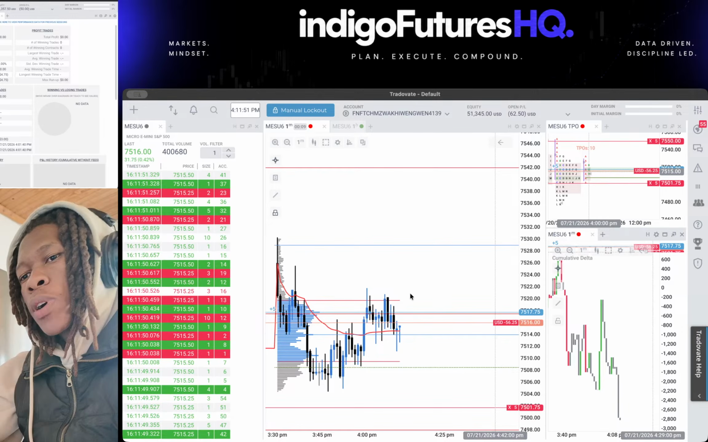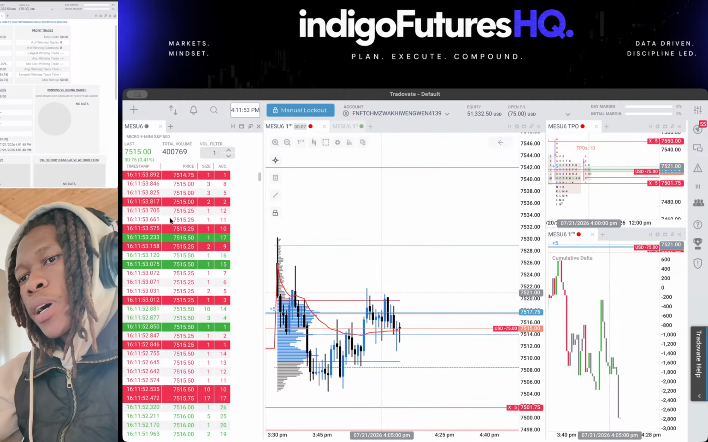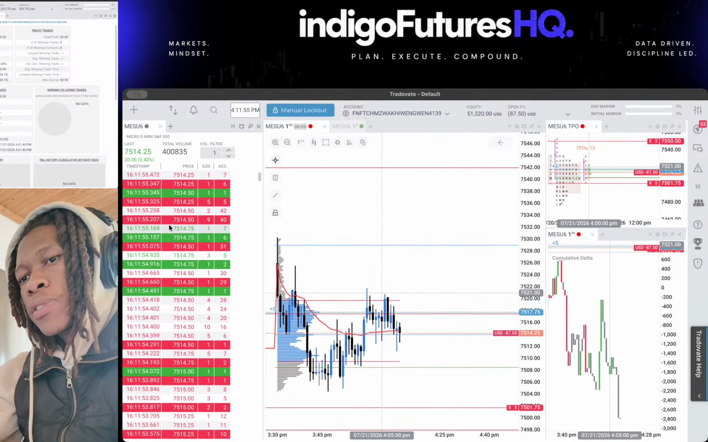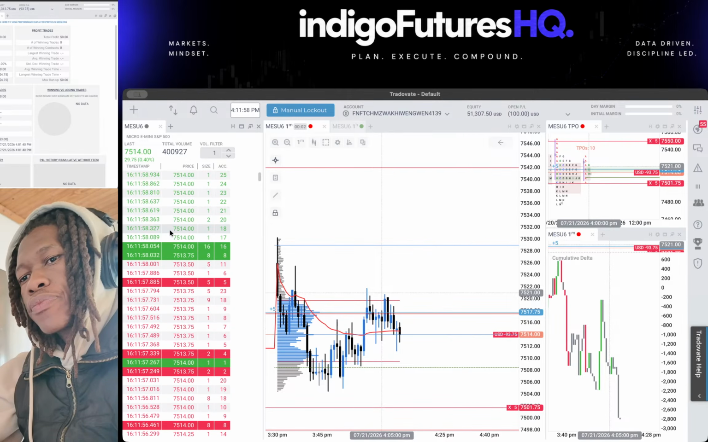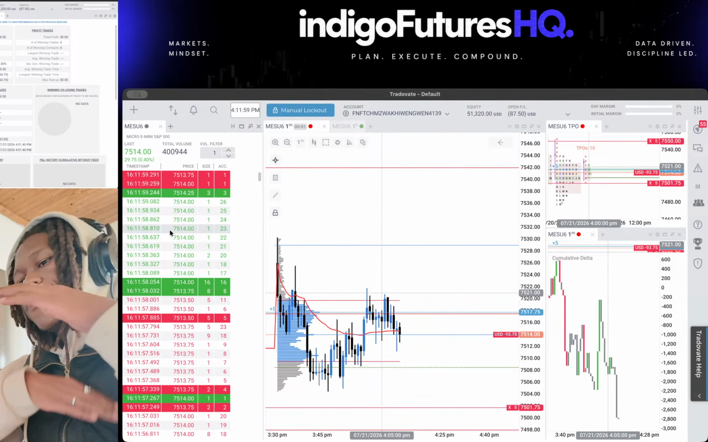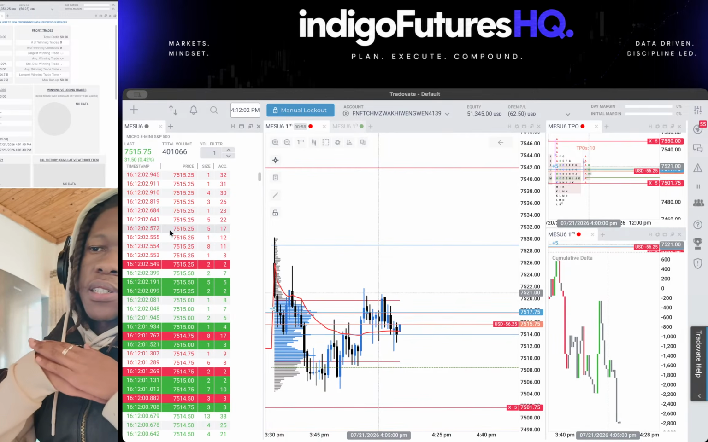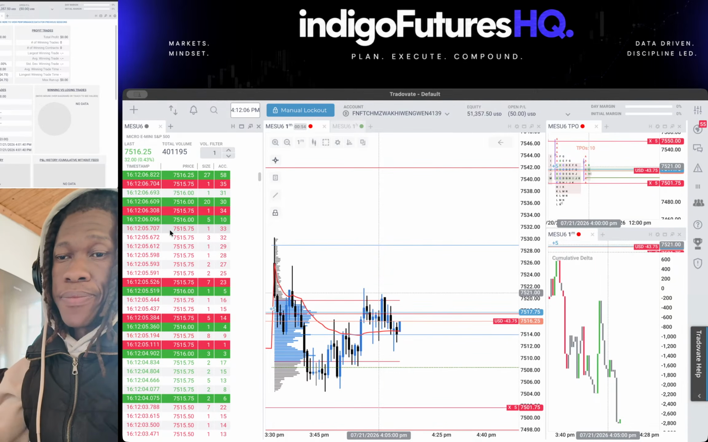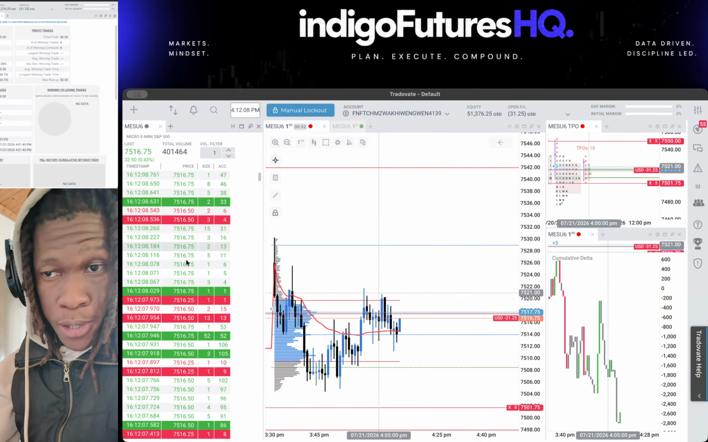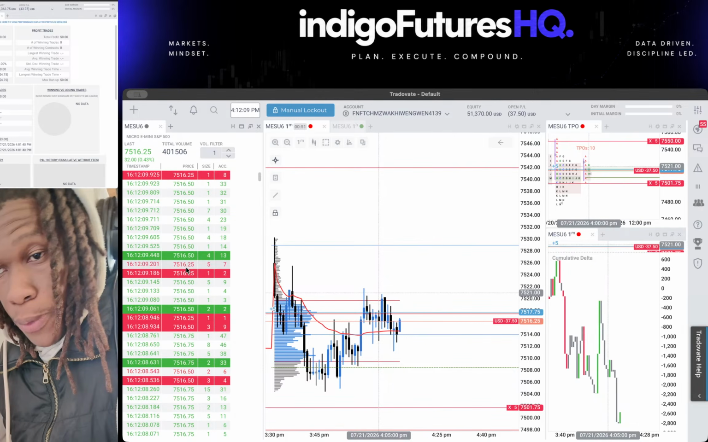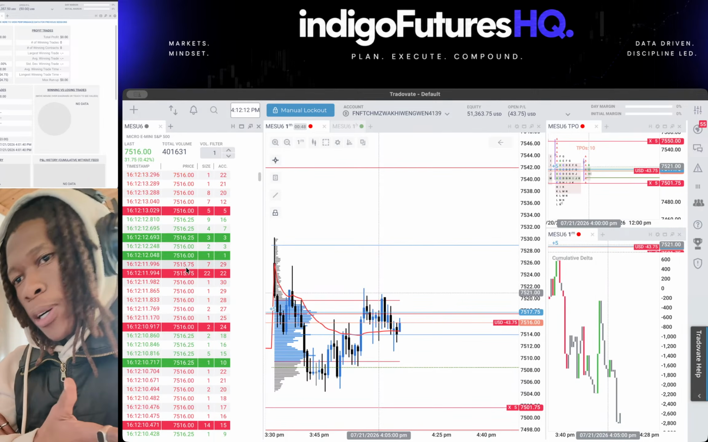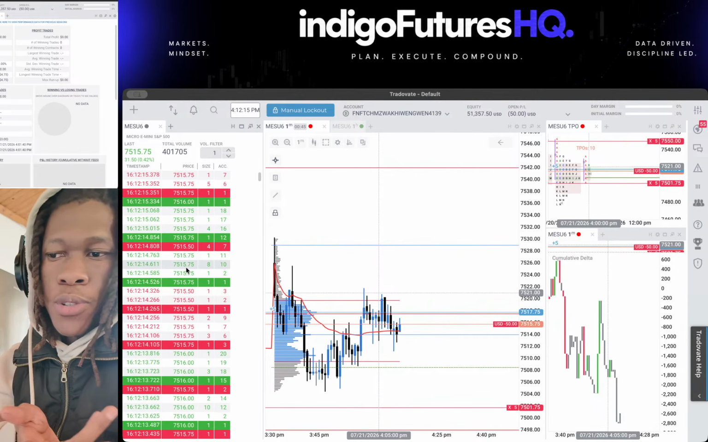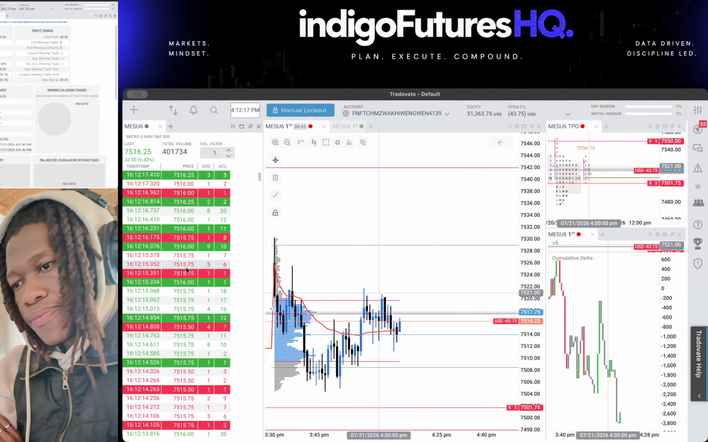Also just watching the time and sales to see how the market orders are coming in. Again, solid blocks of green, good for us. Solid blocks of red, not good for us. Unshaded blocks of red, okay for us. Unshaded blocks of green, not great for us, but also not bad for us.